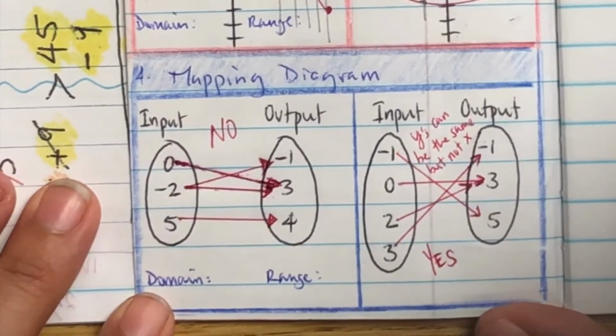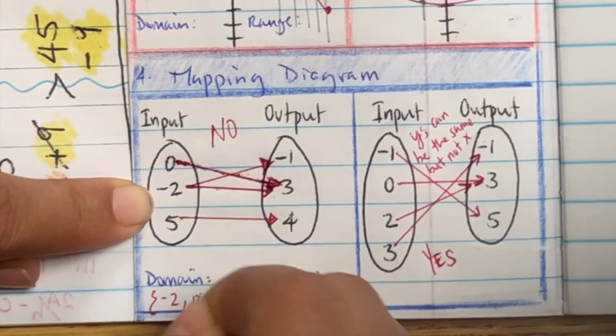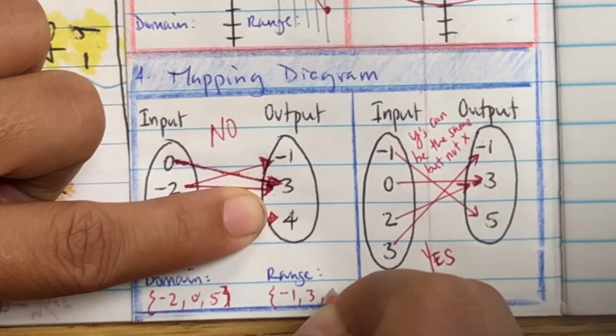We'll do one more. So domain is your x. So here's my input. I have negative 2, 0, and 5. And range, I have negative 1, 3, and 4 in order. We're going to dig a little deeper in the next video. Let's practice.